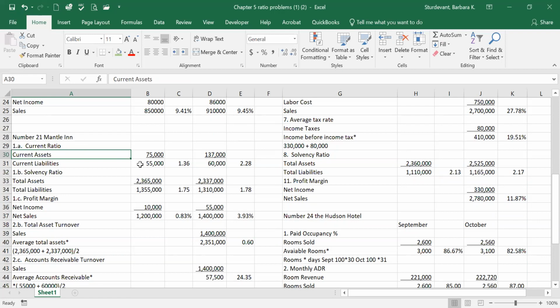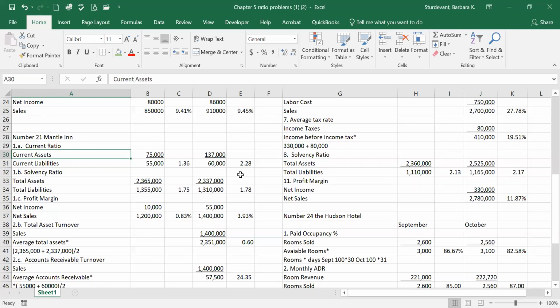So for X1, current assets are 75, current liabilities are 55, so I have 1.36. But it actually got quite a bit better in X2. And if we look at our current assets, they bought marketable securities of 50,000 and all their other numbers went up. On the liability side, well, we really can't see anything. They only went up 5,000. So that was definitely an improvement from one year to the next.